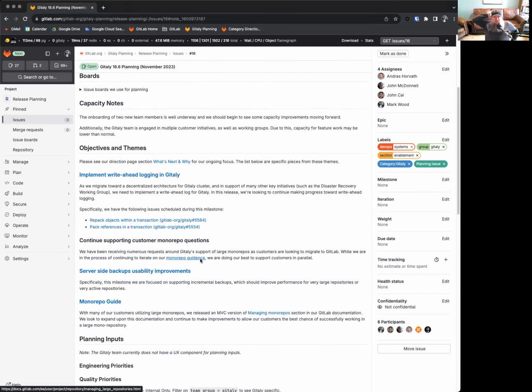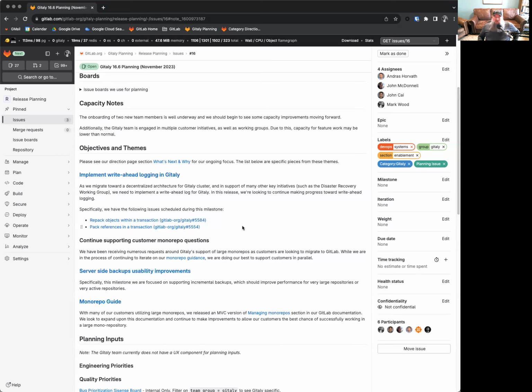Our objectives and themes can all be found on the direction page as well in the what's next and why category. These haven't changed a whole lot in the last couple of months, as these are longer term initiatives and they are still ongoing. We are still in the process of implementing write-ahead logging in Gitaly. This is moving along quite nicely.